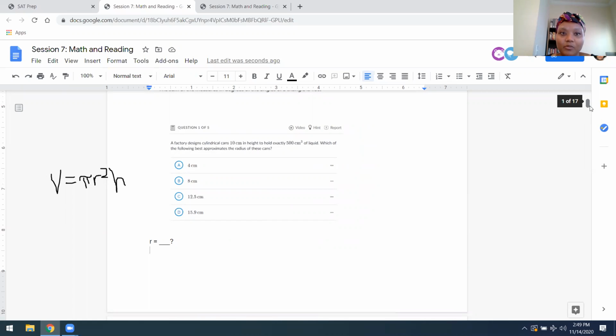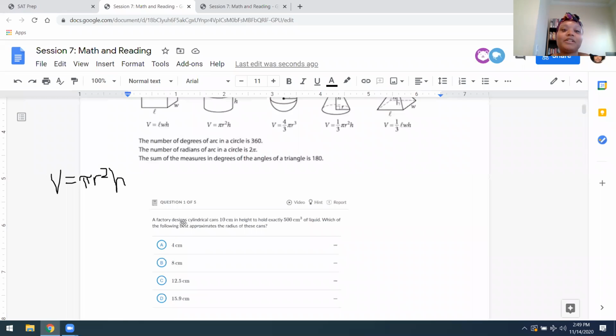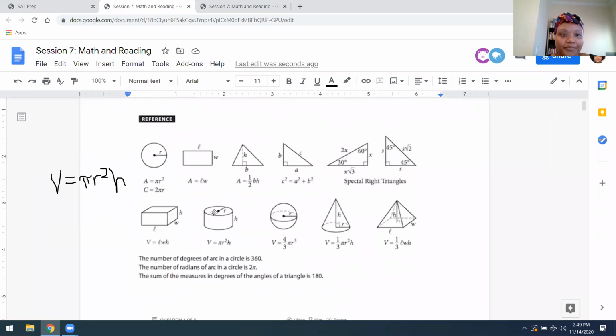Okay, so Divya is correct with the formula she used. Hopefully you guys can still see this. It says a factory designs cylindrical cans, 10 centimeters in height, et cetera. So cylindrical, this word here, means I'm looking for a formula that involves a cylinder, not squares, spheres, triangles, and all that good stuff. So the cylinder is here. And the equation for the volume of a cylinder is V equals pi r squared h.